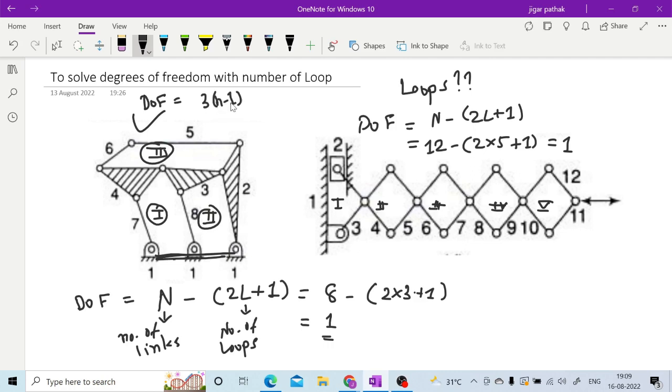Kindly mute yourself everyone. Dhruv, kindly mute yourself.